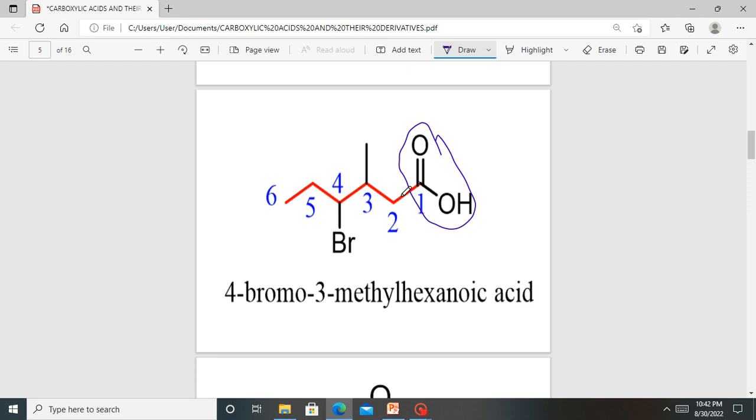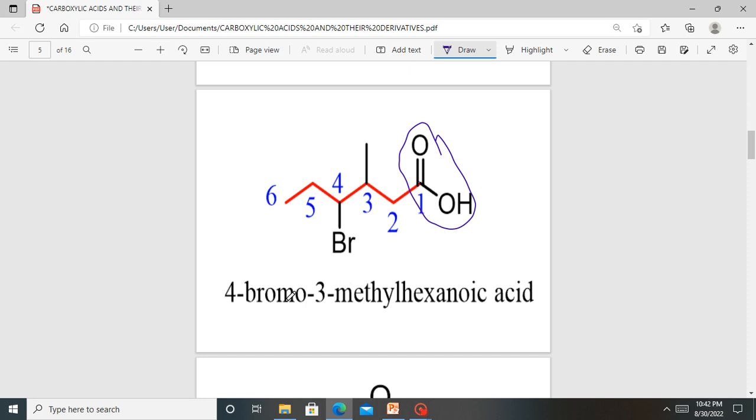So here, if it was to be an alkane, it becomes hexane because it is a 6-carbon compound. But here the carboxylic acid becomes hexanoic acid. In naming, we indicate the position of the substituent with the least possible number and arrange them in alphabetical order. So we have bromine here, we have methyl here. So B comes before M.